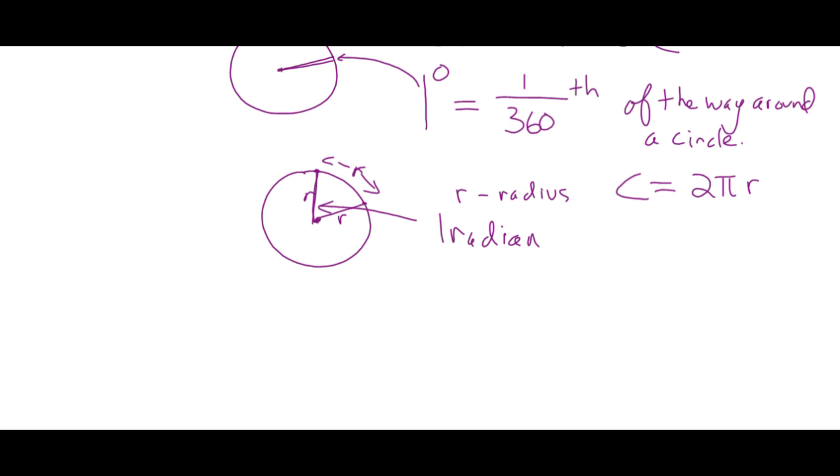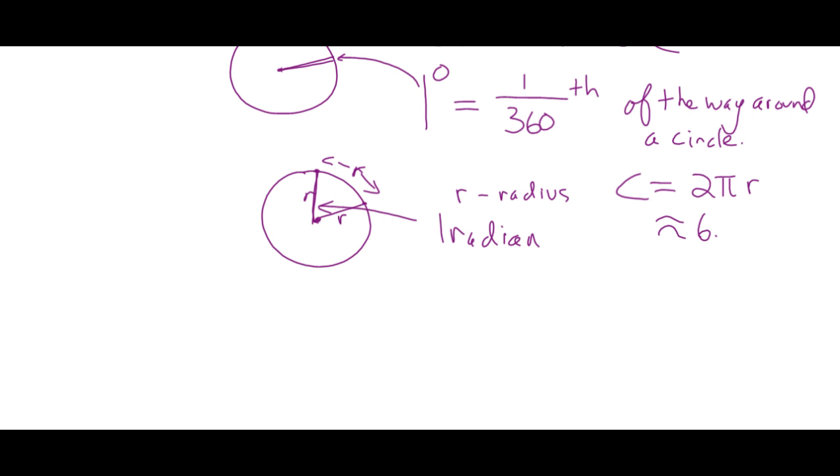What's this thing? Radius. What's this thing? It's a radius, right? That's still the radius. How many of them are there around there? There's 2 pi of them. There are 2 pi radiuses. That's a radius, that's a radius. How many of them are there? Well, the circumference is 2 pi r, that's r. So what's 2 pi about what?